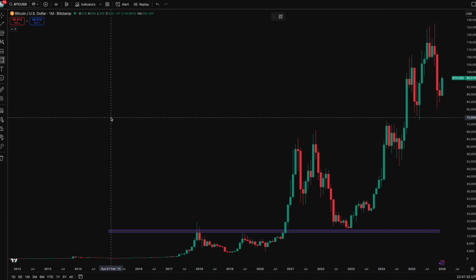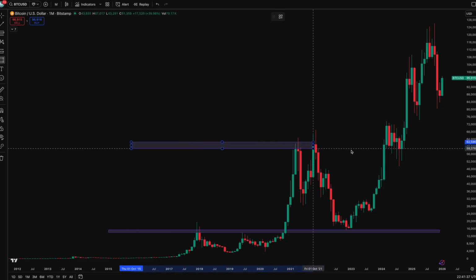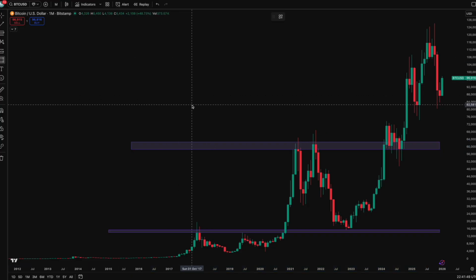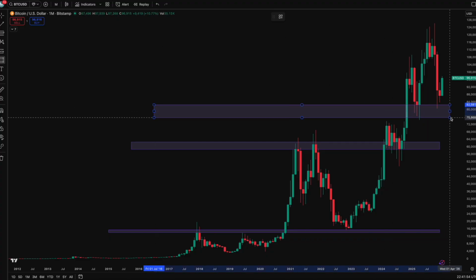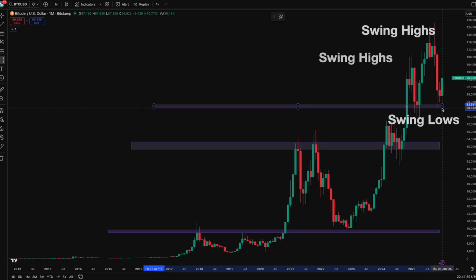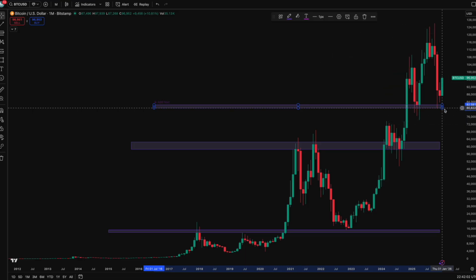Here's another area to pay attention to. Notice how price was rejected multiple times around the same zone. Again, we see clear swing highs and swing lows, and a sharp reaction away from the level. Multiple rejections combined with a strong move make this an obvious level to watch. Moving on, this is another key area on the monthly chart. Price reacted here repeatedly, forming several swing highs and swing lows before making a strong move. This tells us that buyers and sellers were actively defending this level over time.